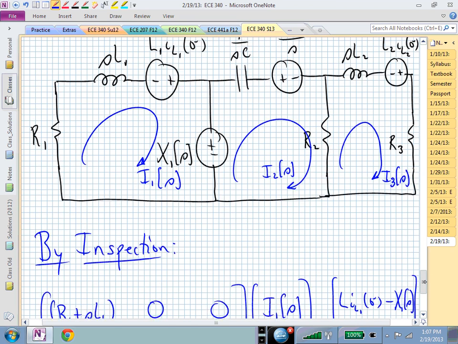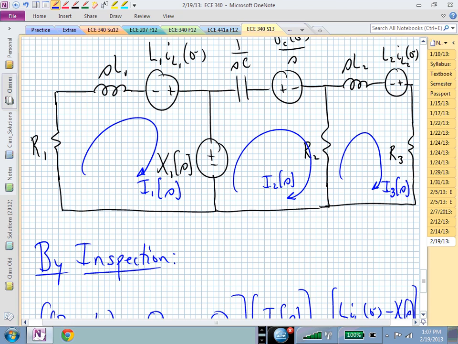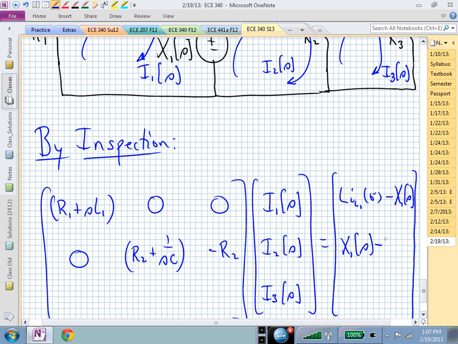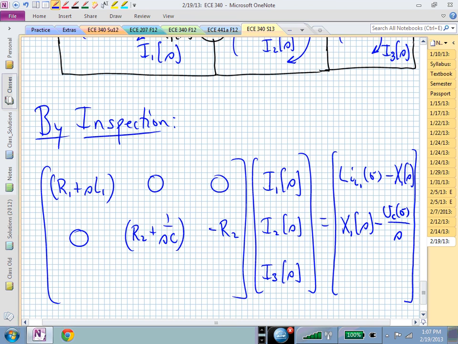What about the other source? If I increase that capacitor's voltage, initial condition-wise, what's going to happen? It's going to want to make I sub 2 smaller. That's going to come in with a negative sign. So I now have minus V sub C of 0 minus over S. Questions on the second row and where that came from by inspection?